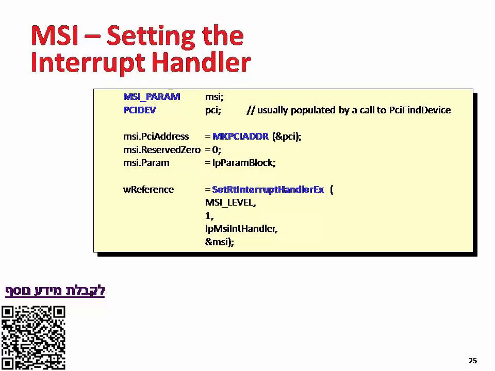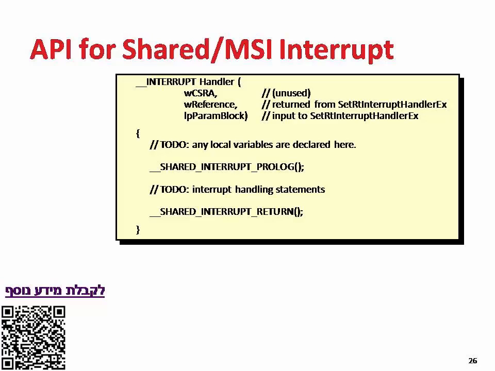setRTInterruptHandlerEX returns a 16 bit reference identifying this particular handler. The reference actually is a modified interrupt level that identifies the specific handler to EENTime. The reference returned by setRTInterruptHandlerEX and the pointer to the respective parameter block is passed to the interrupt handler as a parameter. Use the EENTime application wizard to generate the necessary code for shared interrupts and MSI interrupts.